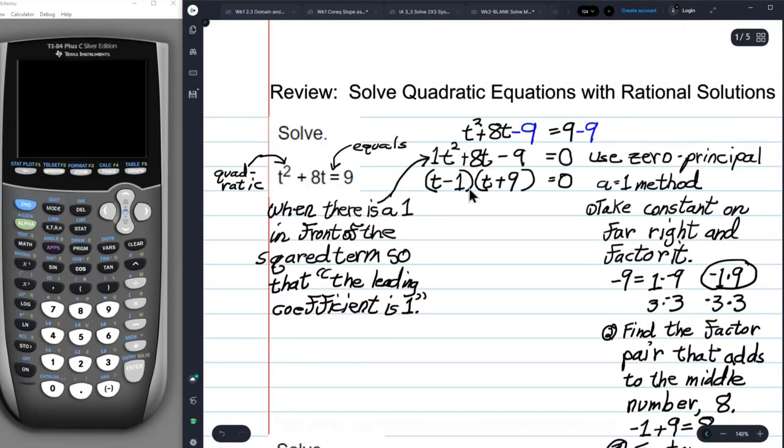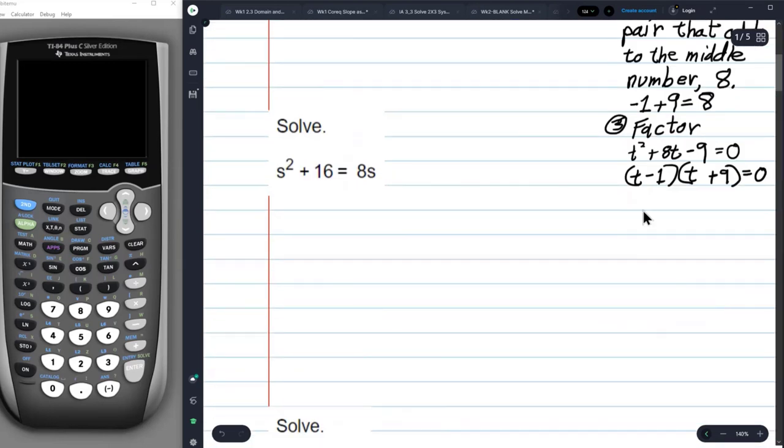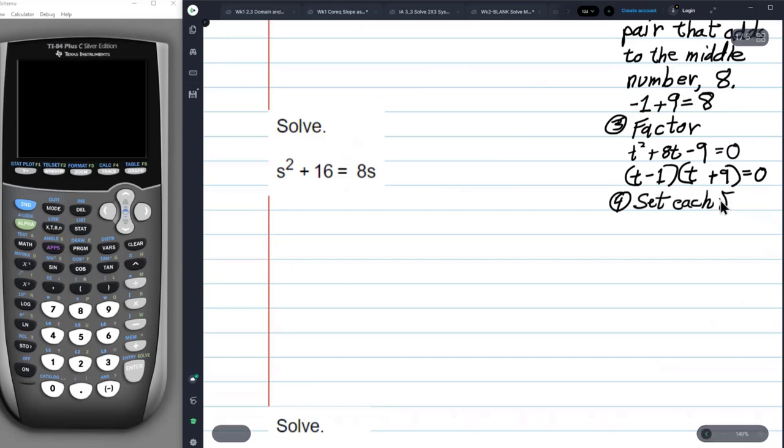Once you have that, you now do this. Step 4: set each factor, because these are factors now, equal to 0 and solve.